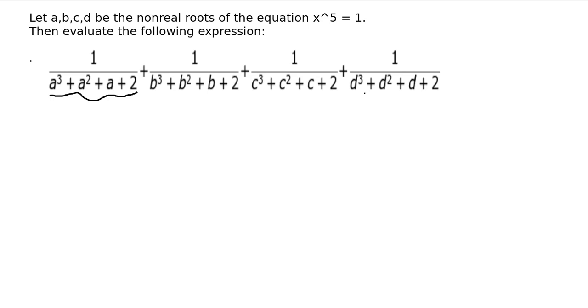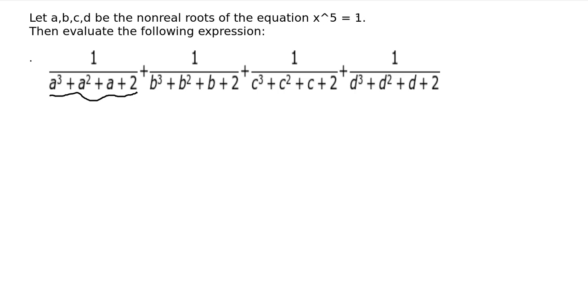Now, I wanna, well, no. Okay, let's think about, I see a lot of a cubes, a squared, and I'm just gonna refer to a as a general root of this equation, right? But we don't really have any information about a cubed and a squared. We know about a to the fifth, and this is a pretty short equation, right?